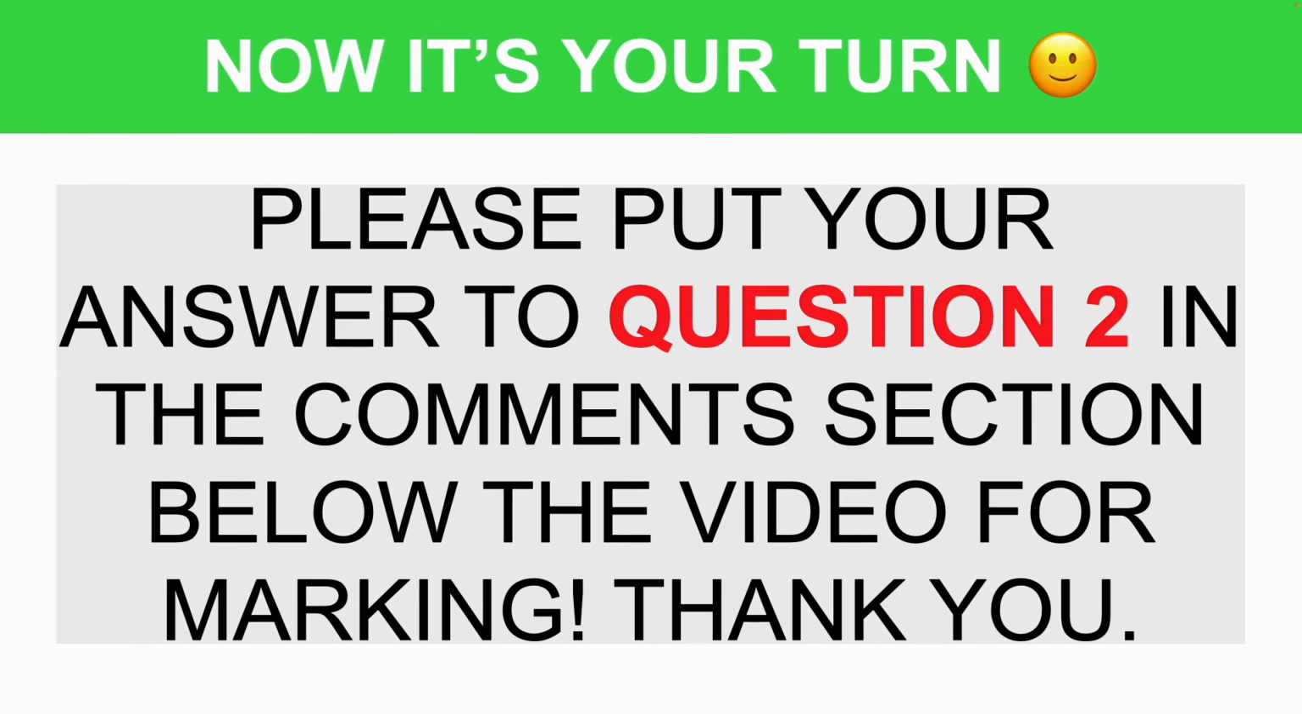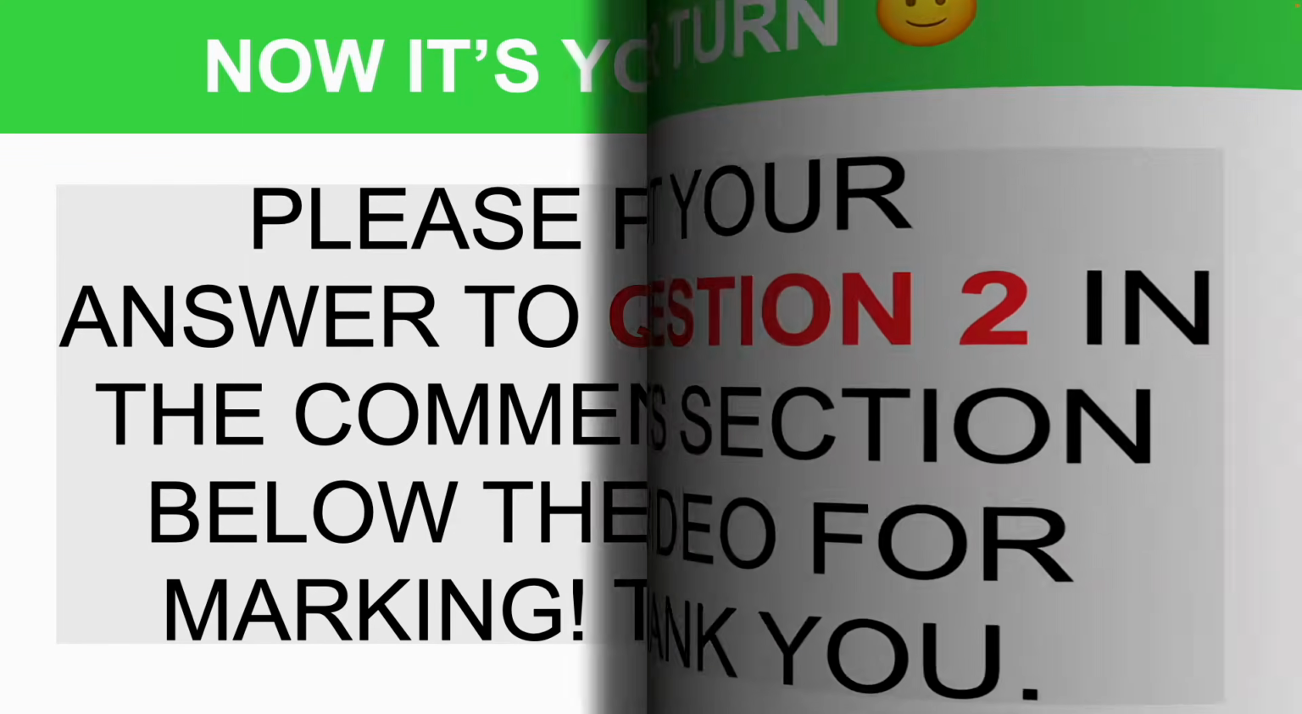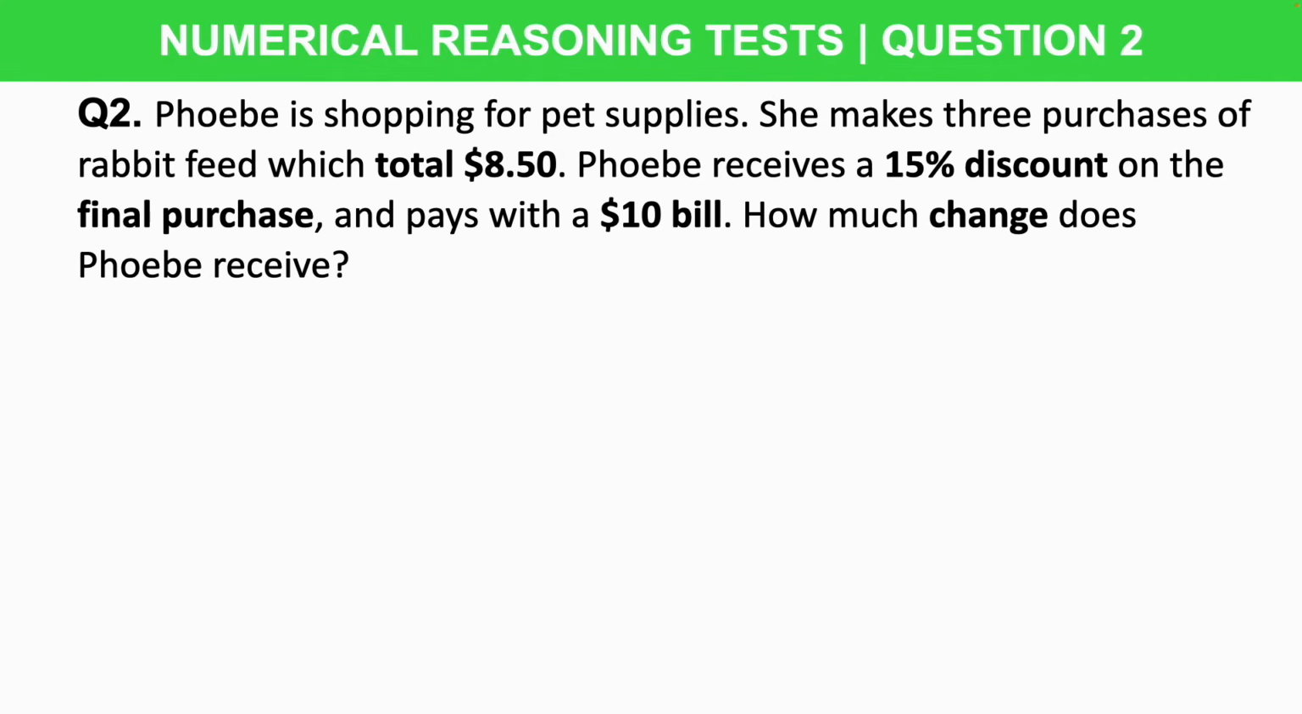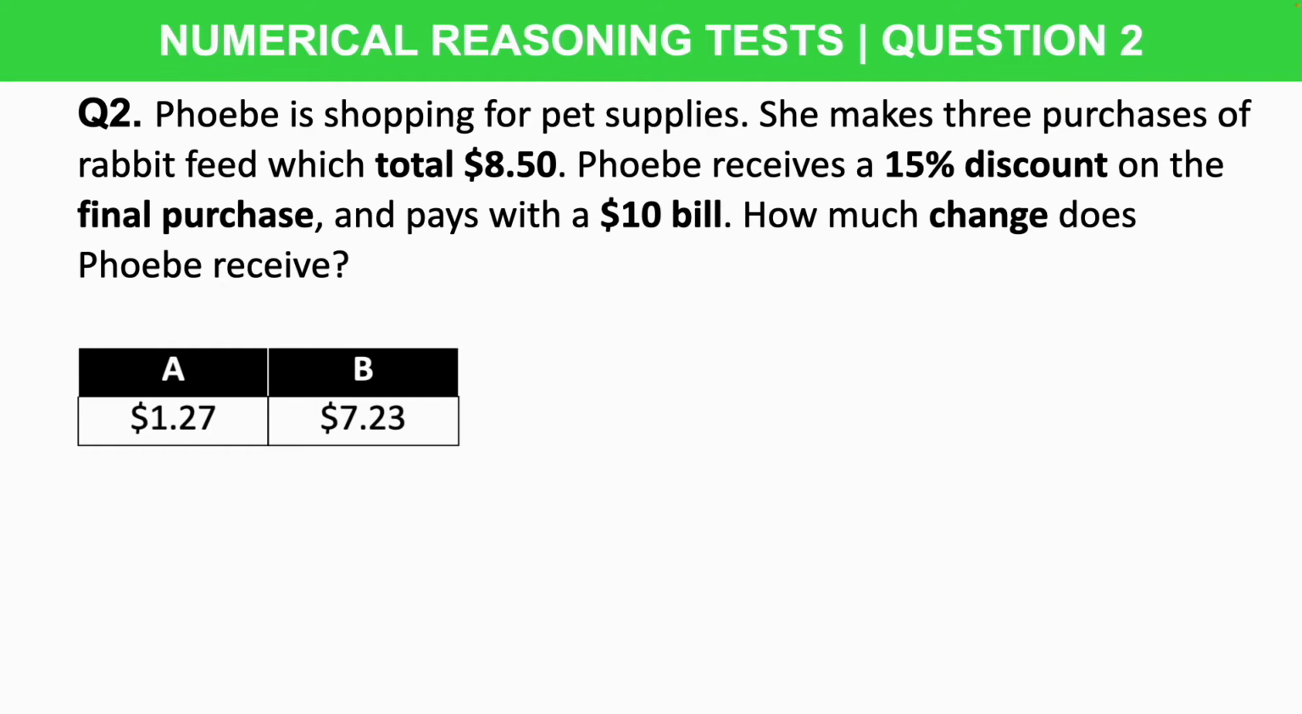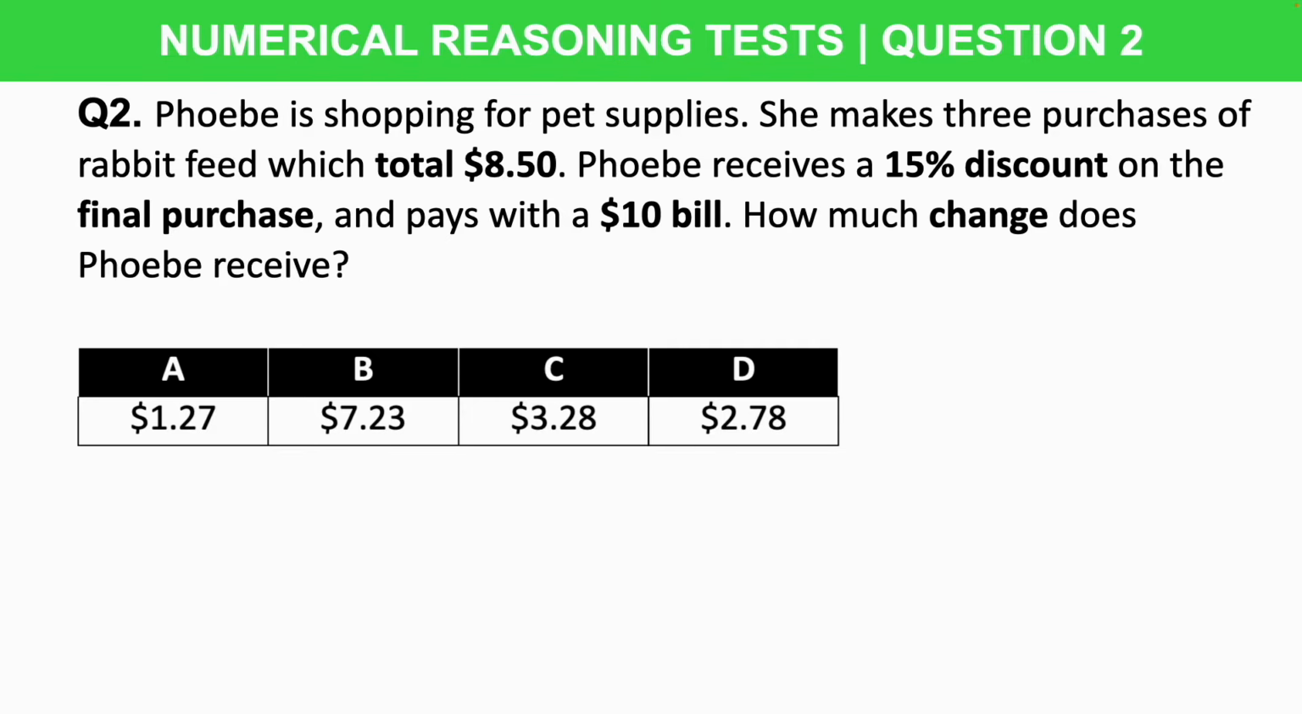Now try a question for yourself. Please put your answer to question 2 in the comments section below the video for marking. Thank you. Question 2. Phoebe is shopping for pet supplies. She makes 3 purchases of rabbit feed which total $8.50. Phoebe receives a 15% discount on the final purchase and pays with a $10 bill. How much change does Phoebe receive? Is it A, $1.27, B, $7.23, C, $3.28, D, $2.78, or is it E, $1.50?